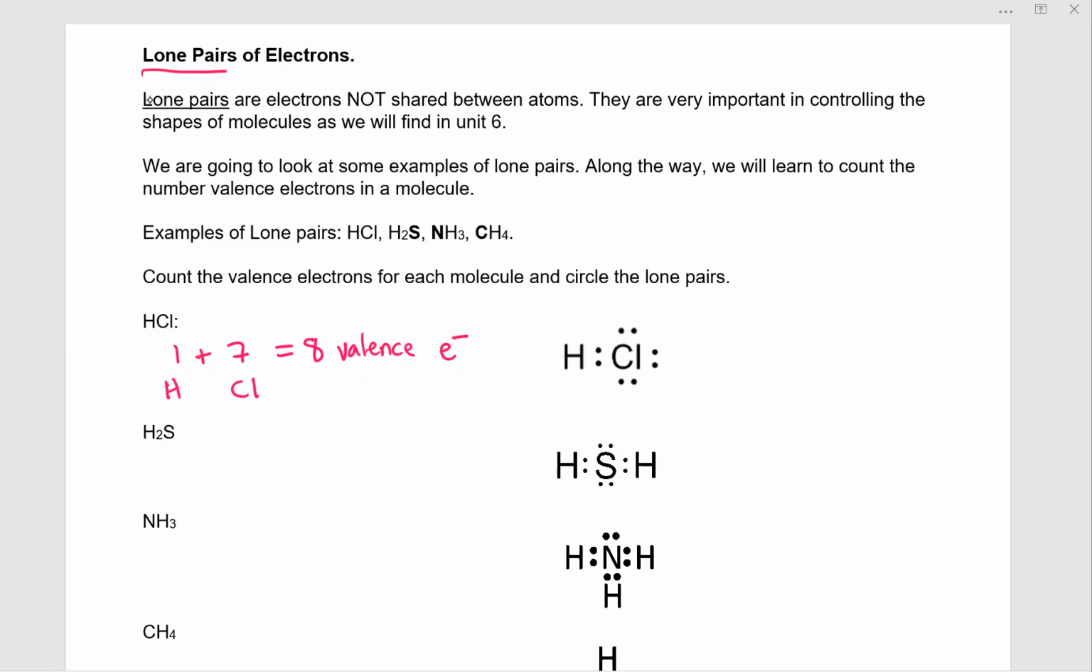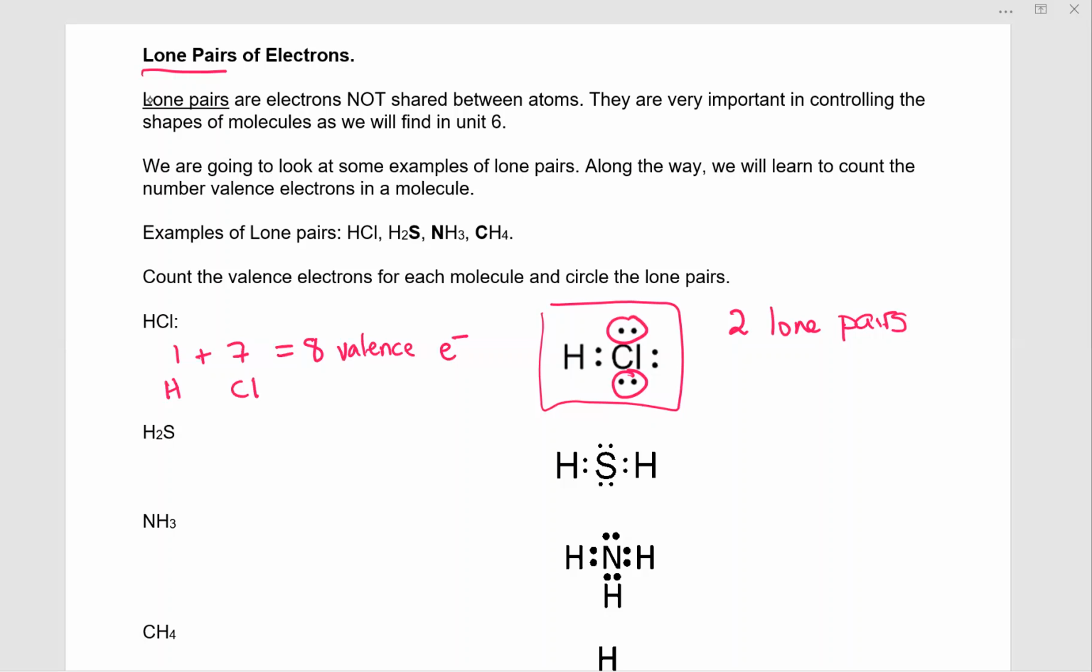We look at our structure here. We have 2, 4, 6, 8 right here. We have 8 valence electrons. Each atom has met the octet rule, and I'm going to circle the lone pairs. So we have 2 lone pairs.